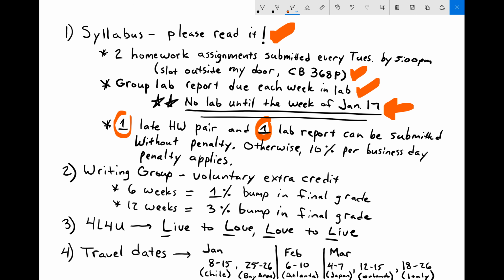So if you need to submit something late, just go get it stamped by the secretaries, and they'll put a timestamp on it and then submit it in my box. Just indicate that it's late, and we'll take care of it.